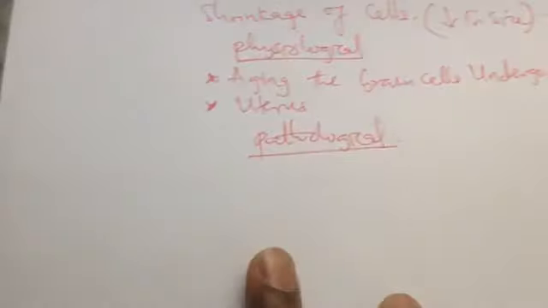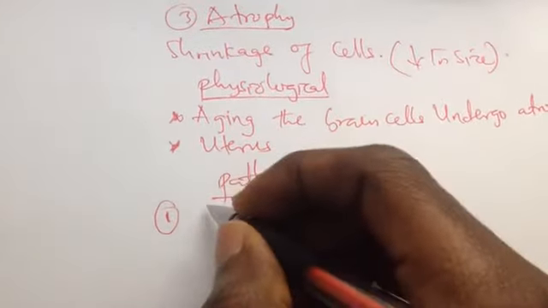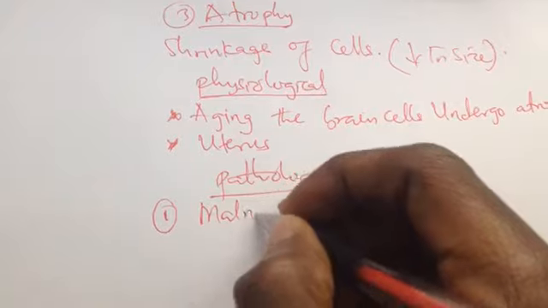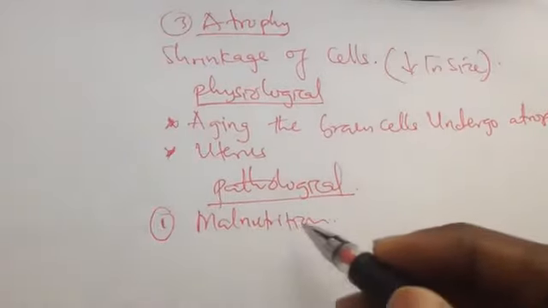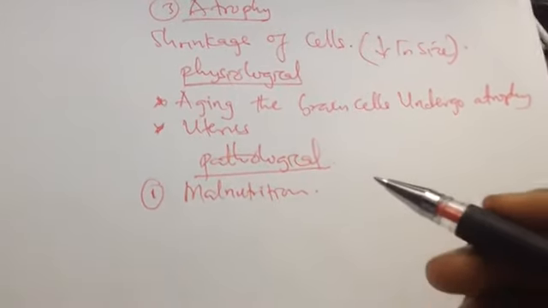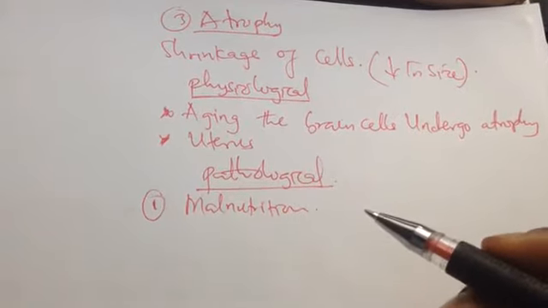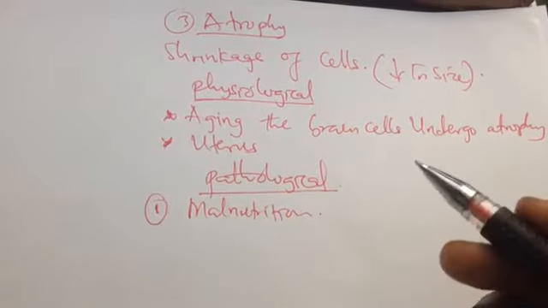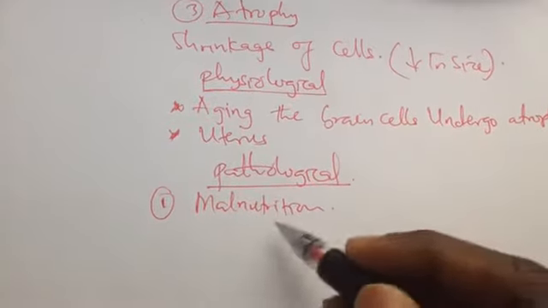Pathological atrophy. This can occur due to many reasons. Number one, due to malnutrition. For example, if someone is not eating enough protein in his diet, definitely the cells need protein for them to survive. So if you don't take a lot of protein in your diet, definitely the cells will undergo atrophy. So that's due to malnutrition.